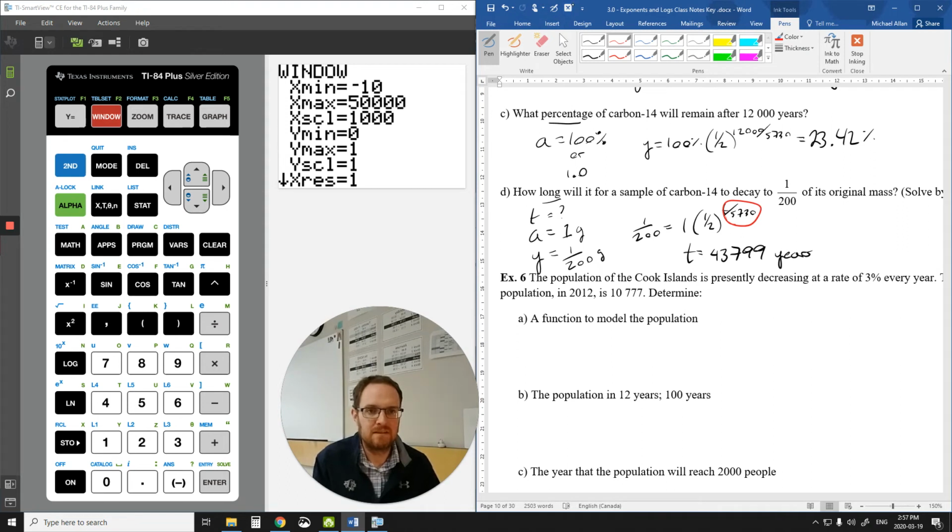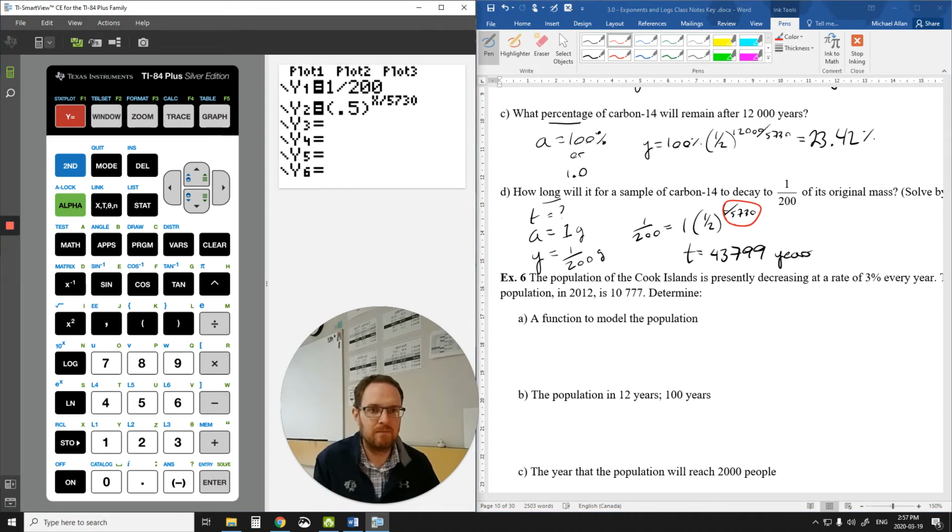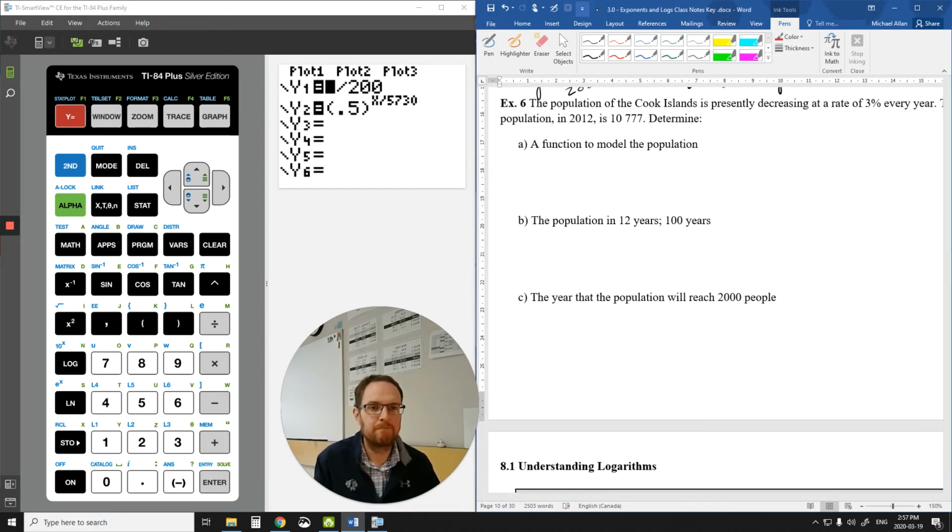Okay, so let's leave this open so I can use this later on. I'll just write on the side over here. So we're going to do the same thing. Population is presently decreasing, right? So that means my graph is going to have a decay function, so my b value has got to be less than 1. Because it's decreasing at a rate of 3% a year, I start off at 100% and I lose 3%. So that means I have 97%, or 0.97, left over each year.